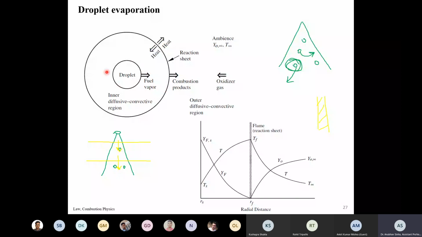There is a droplet which is evaporating. Fuel is getting past the droplet, and we have a flame front sitting here. Now another question. This is the reaction sheet. How come this sheet is at some distance? Why does it not come closer to the droplet? Can anyone guess? Why is the flame stabilized there?